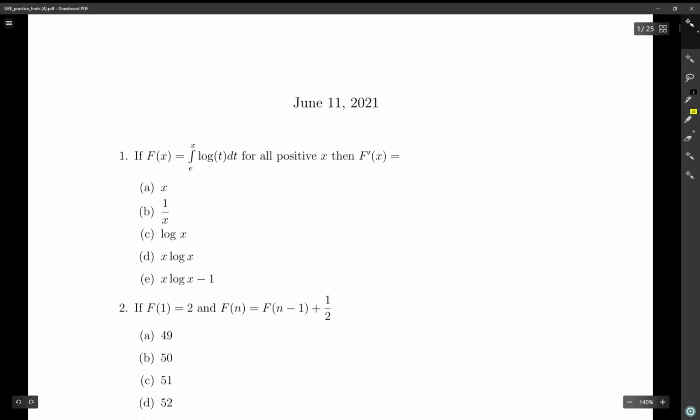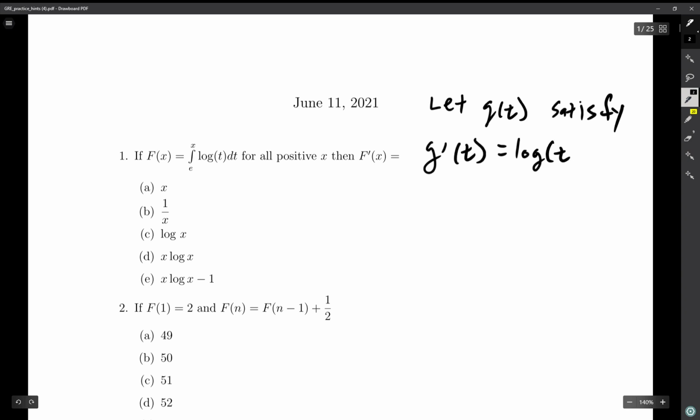log-ish looking function. But here's what you do, right? You let g of t be satisfied by g prime of t equals log t, right? And don't worry about existence, right? Who cares? But what this allows you to do, right, is just almost by definition, you know that this function is of the form g of x minus g of e, right? Because it's just the integral of a function is going to be the difference of the antiderivative at the endpoints, and we've just let g denote the antiderivative, right?